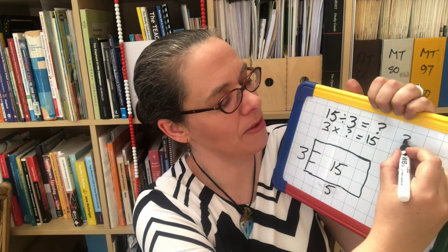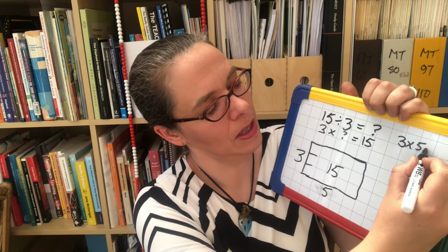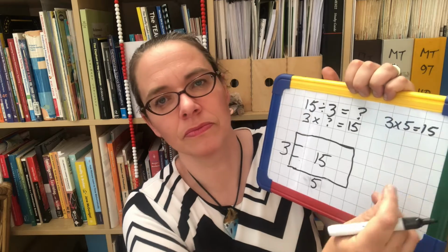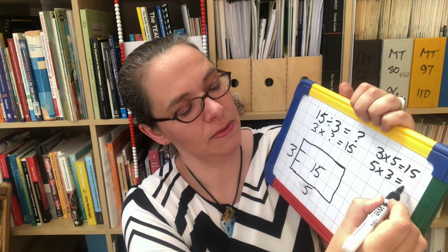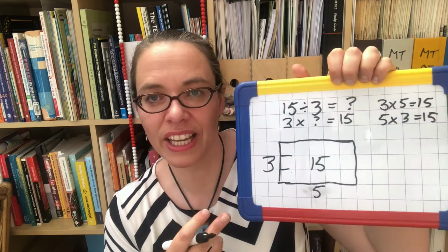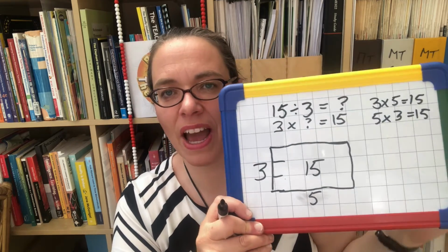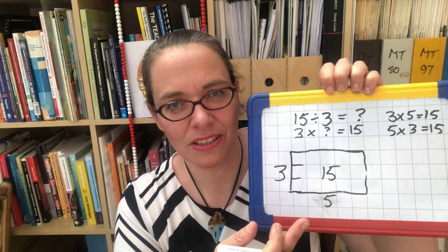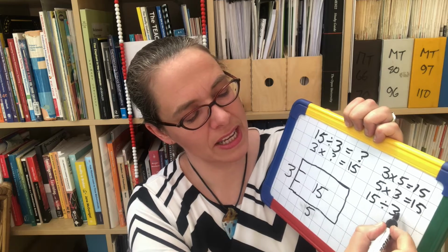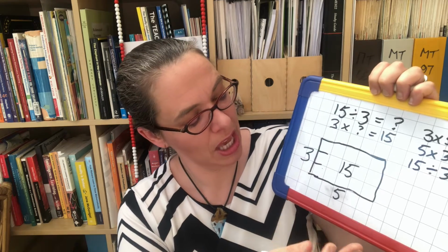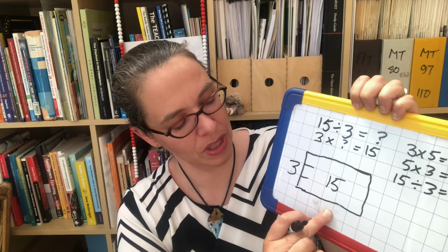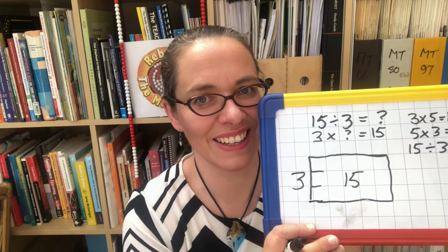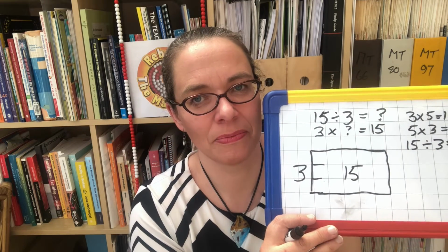3 times 5 is 15. 5 times 3 is 15. Just looking at the same rectangle the other way round. And 2 divisions. 15 divided by 3 is 5. If we didn't know that number and we just knew the total was 15 and one side was 3.